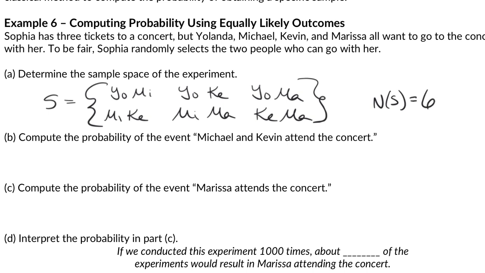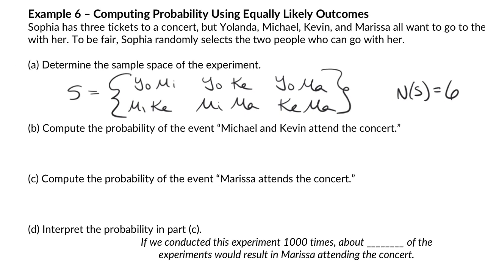What is the number of items in our sample space? 6. So if we look at the classical probability here, the event we're looking for this time is that Michael and Kevin attend the concert. Following the probability model, the probability of E, that Michael and Kevin are attending the concert, is the number of times we see Michael and Kevin get chosen out of the sample space, which is 1 out of 6. That makes sense.